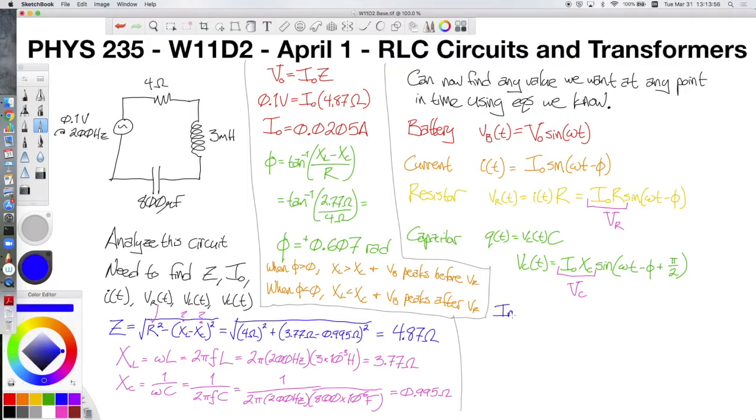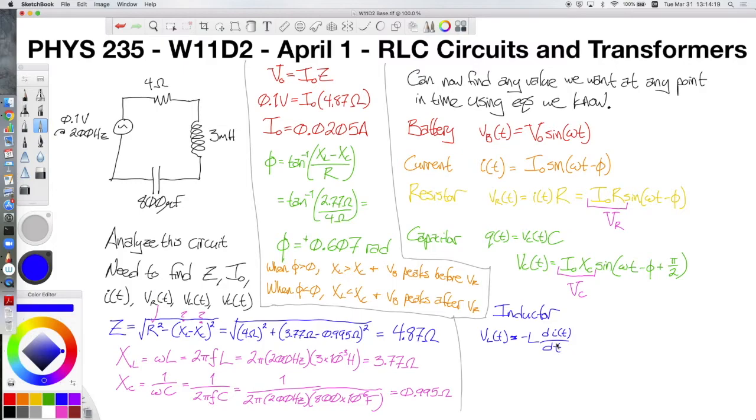And last but not least, we can look at the inductor. We had a formula that the voltage across the inductor as a function of time was negative L times the derivative of the current, derivative of little i of t with respect to t.